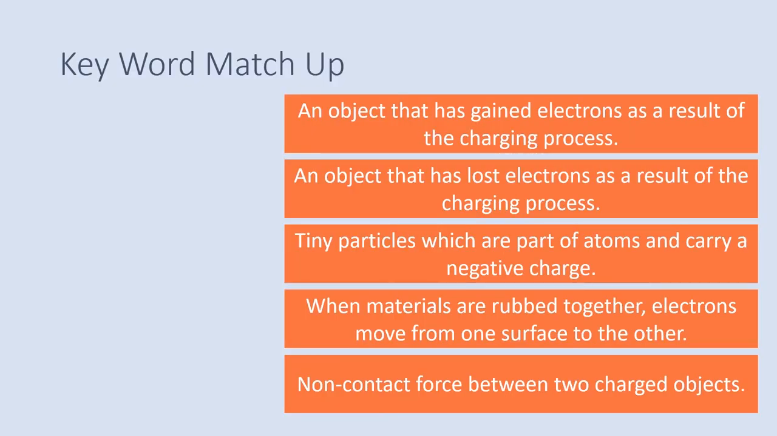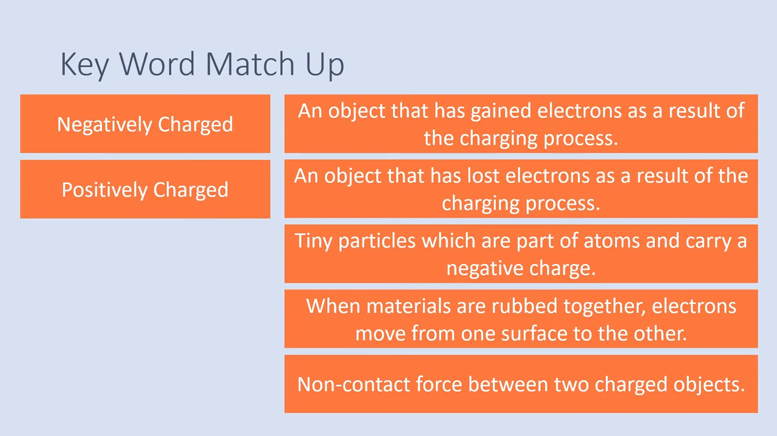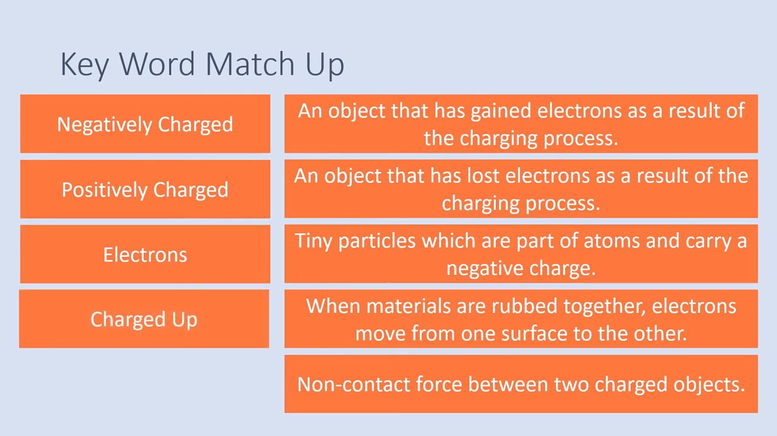So let's see how well you did. An object that has gained electrons as a result of the charging process is negatively charged. An object that has lost electrons as a result of the charging process is positively charged. Tiny particles which are part of atoms and carry a negative charge are electrons. When materials are rubbed together, electrons move from one surface to the other, which is known as being charged up, and the non-contact force between two charged objects is the electrostatic force.